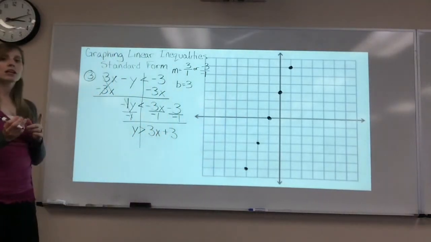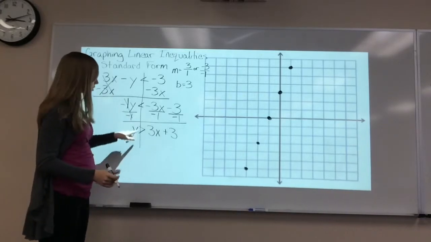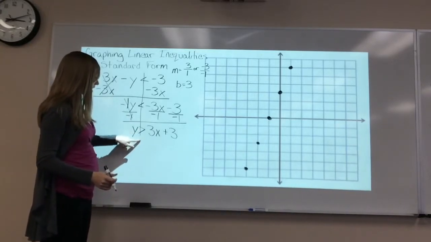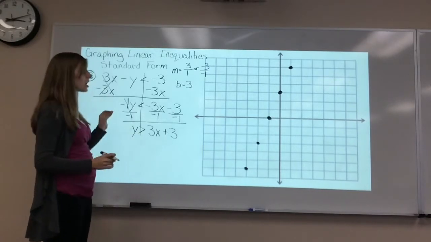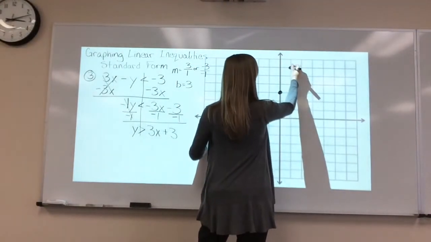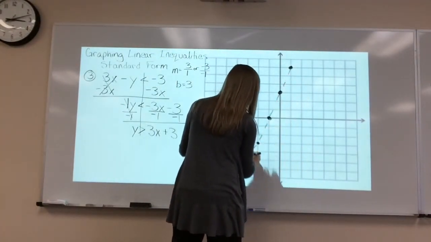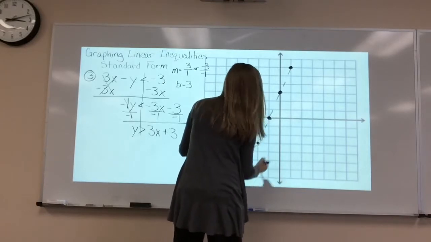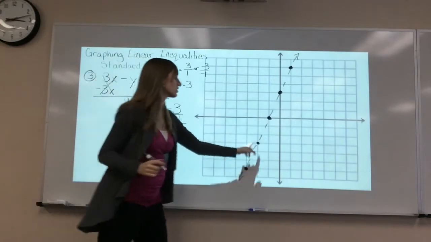Now, to determine if it's going to be a solid or a dashed line, look at your inequality sign. There is no equal to bar here. That means our line must be dashed. So I'm still going to connect my points, but it's going to be with a dashed line, not a solid line this time. Must be dashed, like that. So you got to have holes in your line.